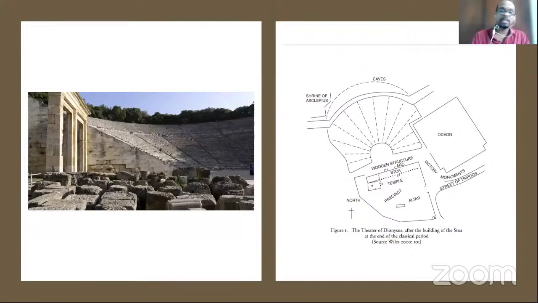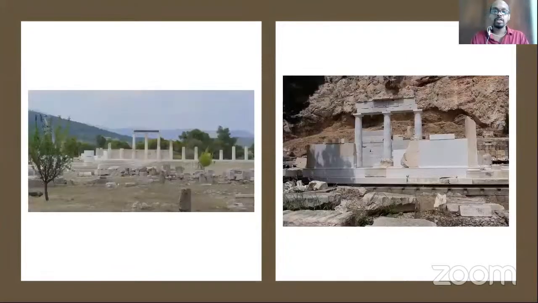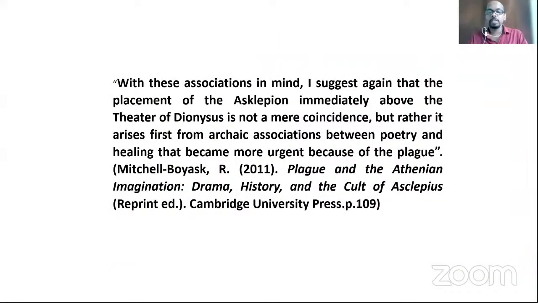So Mitchell-Boyask says in his book Plague and the Athenian Imagination, with this association in mind, I suggest again that the placement of the sanctuary immediately above the theater of Dionysus is not a mere coincidence, but rather arises first from an archaic association between poetry and healing that became more urgent because of the plague. Although there is no clear evidence to prove the healing power of a play, it is clear that the ancient Greek open theater was an ideal setting for a play during a plague.